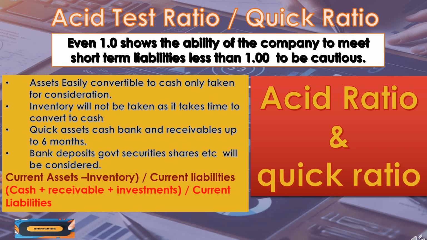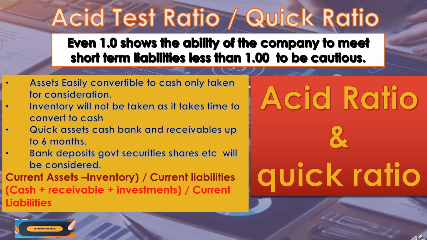Till now we have gone through current assets, current liabilities and current ratio. These things are very much important for assessing working capital. Now we will start analyzing the acid test ratio, or quick ratio. Normally for the acid test ratio, 1 is acceptable as ideal, and we will see some of the assets which can be taken for it. Only assets easily convertible to cash are taken for consideration.